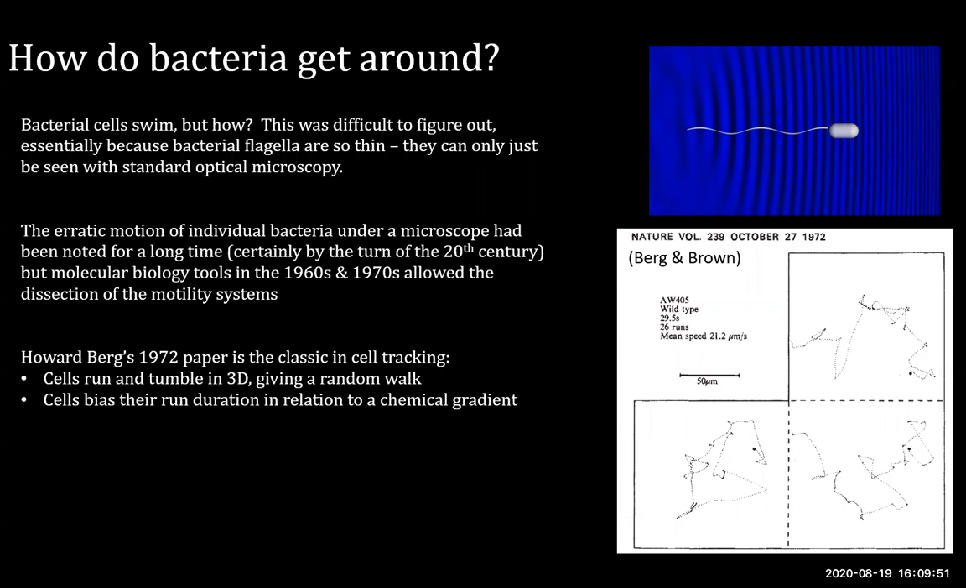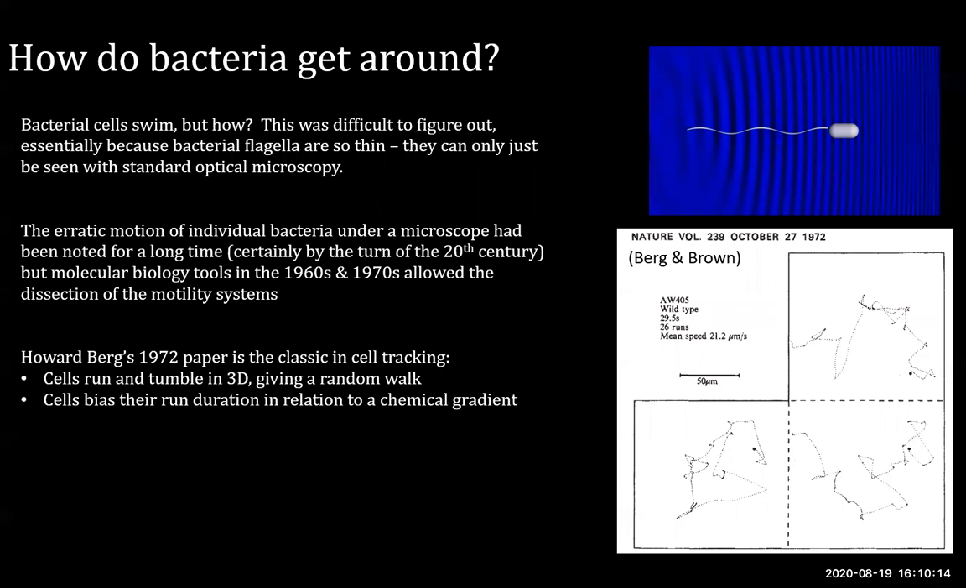On a good day, you can see flagella with DIC microscopy, but you've got to work really hard to see them. You can fluorescently stain them, which makes your life a little bit easier. So the erratic motion of individual bacteria has been studied for a long time, but the real step change in the understanding came with this classic paper from Berg and Brown, and I've got a screen capture of that on the bottom right-hand corner of the screen.